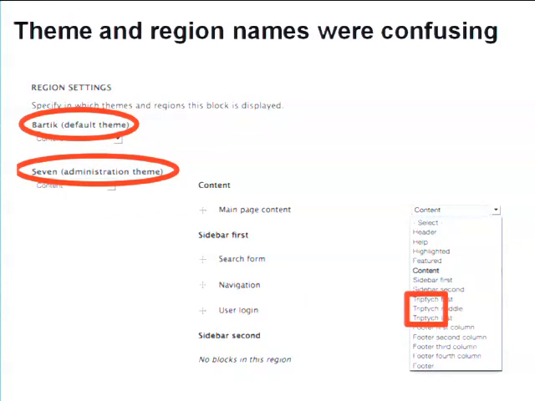Theme and region names. This is the kind of thing that once you understand how a theme works, you understand that there's different ways you can configure blocks within a theme. You understand that the different parts of themes have different names. For somebody who doesn't understand how the system works at first, they don't know what a default theme is, let alone the name Bartik. So trying to get someone to get that was really painful.